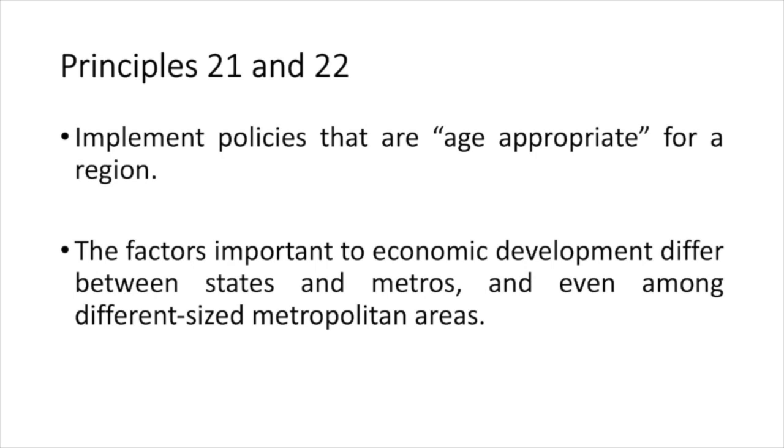And now, starting with Principle 22, we are down to the final four that cut across the entire book. The first cross-cutting theme, and we found this over and over throughout the book, is that the factors important to economic development differ between states and metropolitan areas, and even among different sized metros.